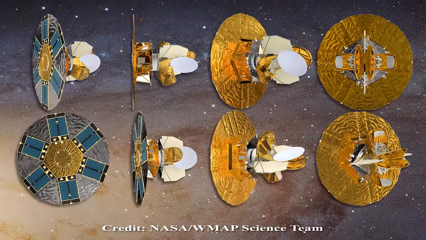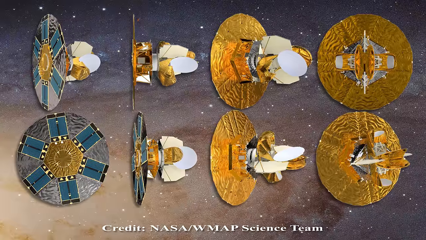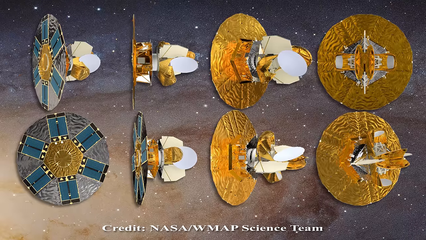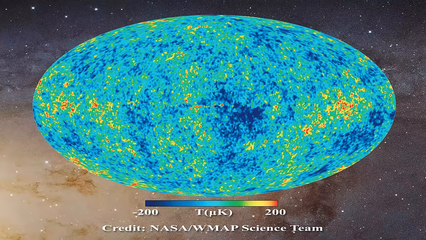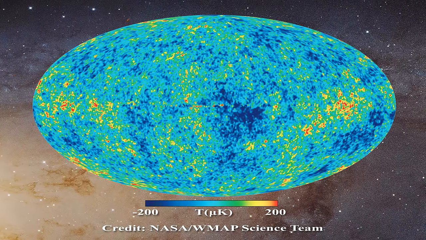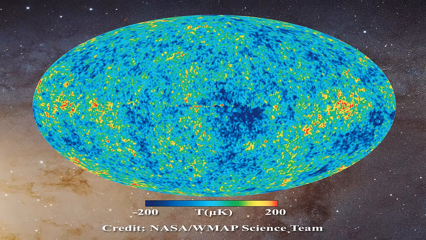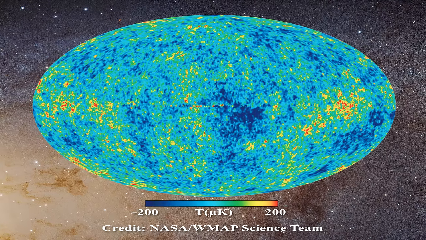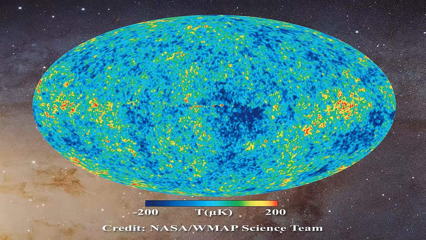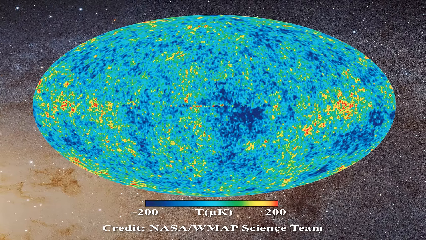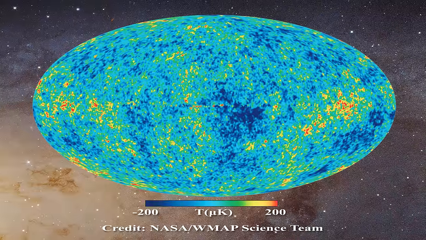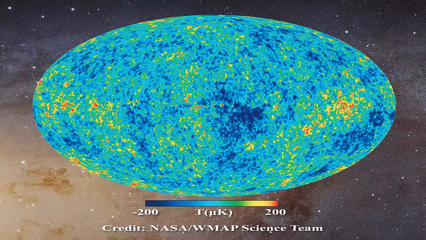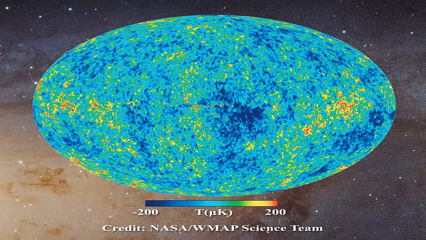As for WMAP, it offered 45 times the sensitivity and 33 times the angular resolution compared to the COBE satellite. Eventually, the project resulted in this image, known as an anisotropy map. Anisotropy maps are said to display tiny temperature variations in the sky, which are associated with remnants of the Big Bang. You can see in this image that signals vary from about minus 200 microkelvin, depicted in blue, to plus 200 microkelvin, depicted in red.